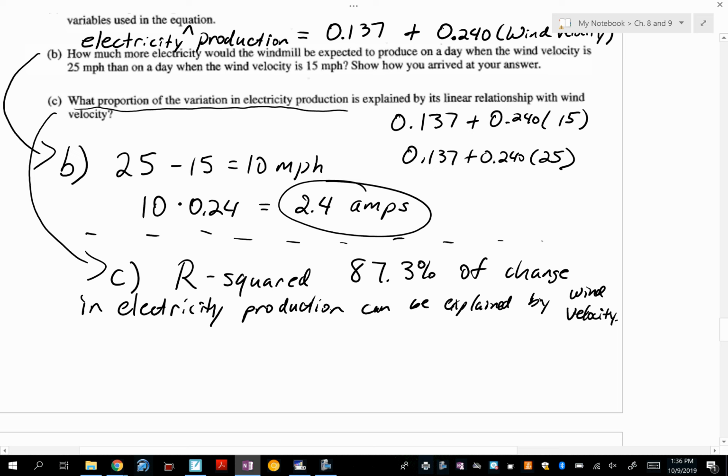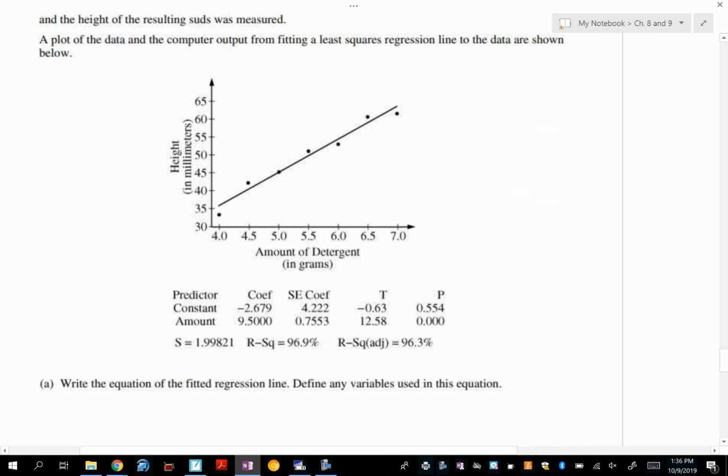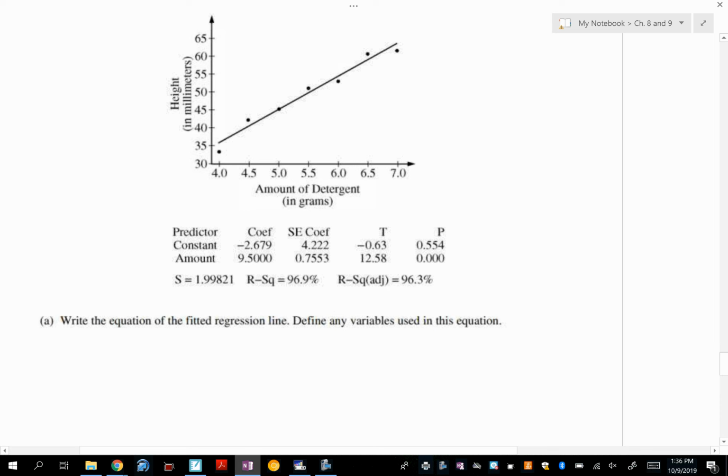Everybody good on part C? Okay, I'm going to go to number 2. Number 2 and 3 are going to go very quickly. Now, number 2 and 3 is just practice on writing the line. All right? So again, I'm always going to use words instead of X and Y. So for this one, I believe it was the height of the soap suds was the predicted one. So height hat equals the constant of negative 2.679 plus 9.5 times the amount. And you have done it.